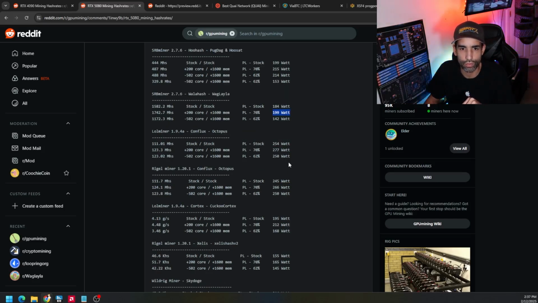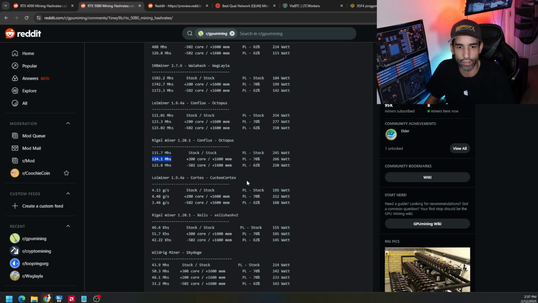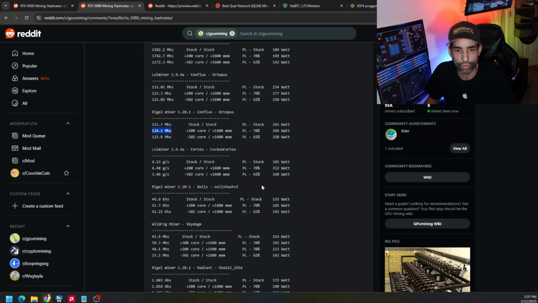123 mega hash at 277 on Regal, comparing to LOL miner, we got 124. So Regal did better in this one at 266 watts. So we were pulling less power but getting a little bit higher hash rate with Regal miner. So depending on the algo, like I said, either SRB beats one or Regal beats the other, so just choose whichever miner depending on the product you're focusing on.